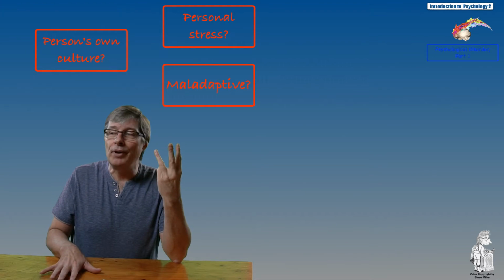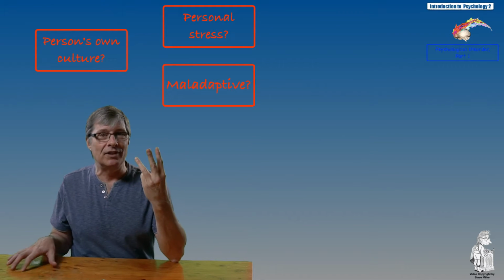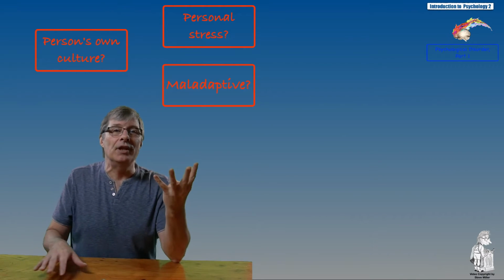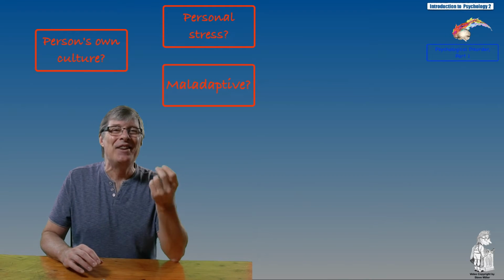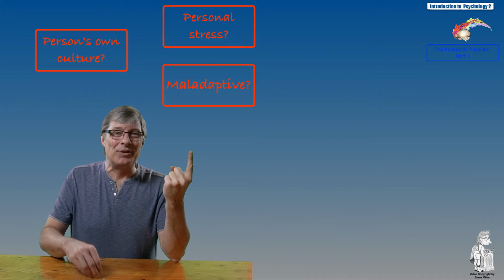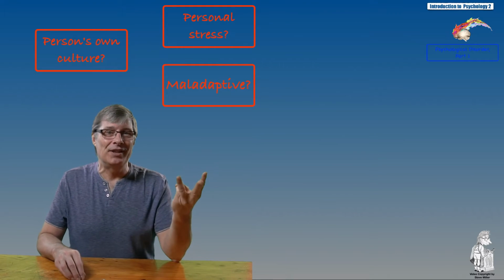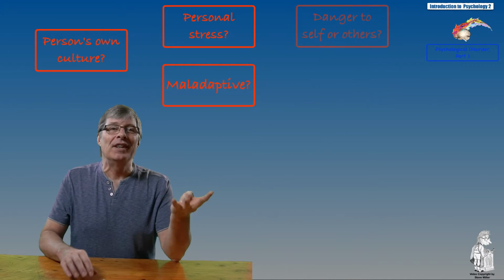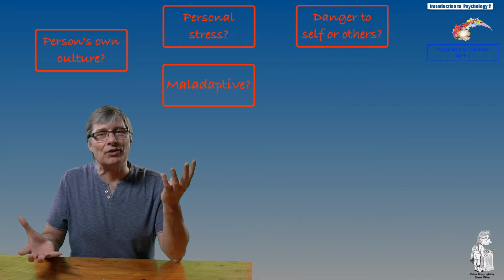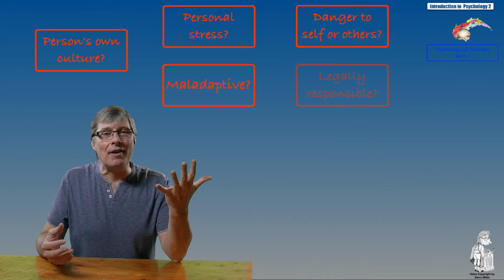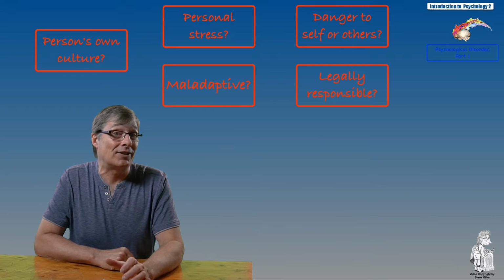Three, is the behavior maladaptive? Is it an inappropriate or poor decision, or a poor way to solve a problem? Is it maladaptive? Four, is the person a danger to self or others? That's self-explanatory. And then five, is the person legally responsible for his or her acts? So one is whether it is considered strange for the culture, two is personal distress, three is maladaptive.